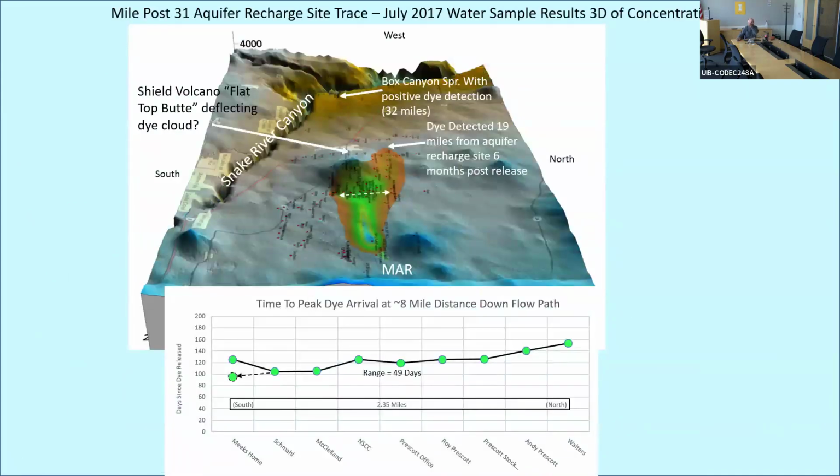Another view of that is from the east rather than from the west. And this time, the land surface DEM is amplified in a 3D view rather than the chemical data of the dye. And the recharge site's located here, and that dye flowed westward down to this location. As you can see, it deflected around the north side of this large feature here, which is a shield volcano called Flat Top Butte or Jerome Butte.